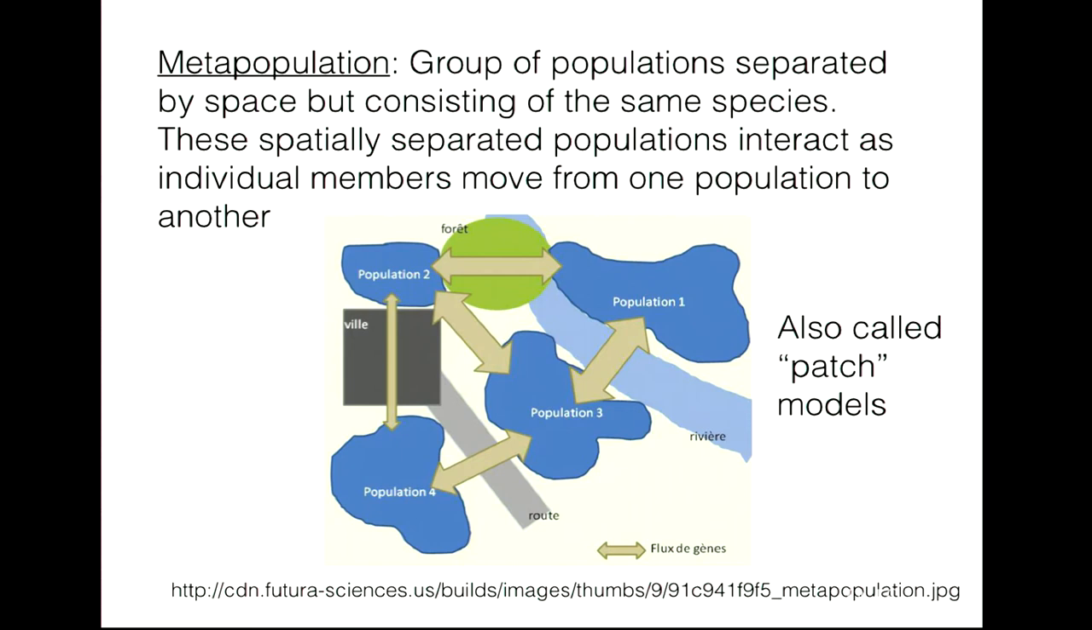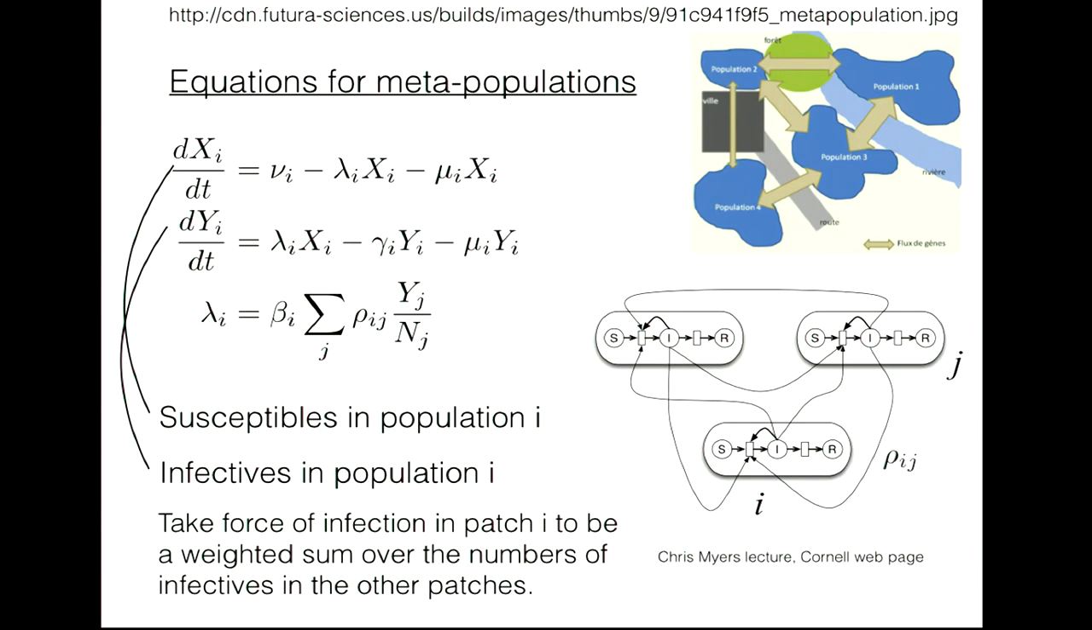Okay. Each of these populations is big enough that you can apply the deterministic SIR model to each of them. You don't have to worry about stochastics at the first level. But you must account for the fact of mixing, or the fact that you can infect someone from here, who can infect someone from there, and so on. So they interact as individual members move from one population to the other. The sort of equation that you would write down, for example, this is susceptibles in population I. So now you would have susceptibles in population 1, 2, 3, 4, which you will index by this index I, as well as infectives in population I.